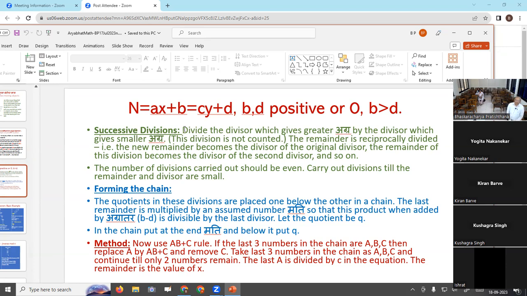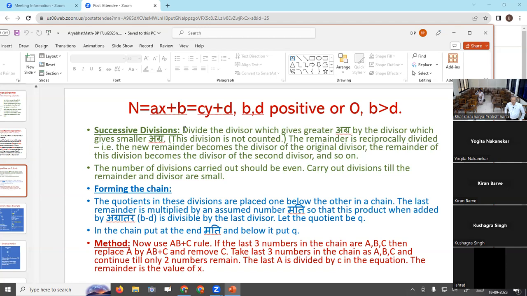Okay, now forming the chain. The quotients in these divisions are placed one below the other in a chain, which is called Valli in the old literature. The last remainder is multiplied by an assumed number, Mati. So Mati into remainder, so that this product, when added to Agrantar, which is b minus d, is divisible by the last divisor. That is the requirement. Let the quotient be q.